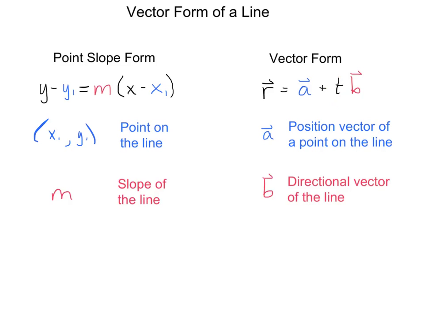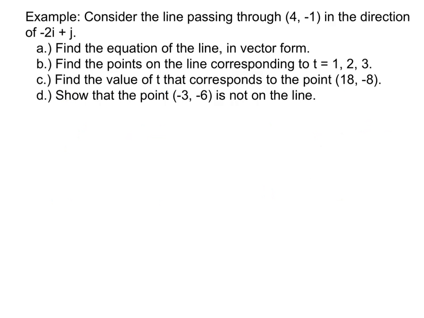You can plug in any time you want, and if you work this out, you'll find another position vector for some other point on the line. Just like in point slope form, if we plug in an x, we can get a y, and that gives us a point. Here you plug in a time, and it will give you back an x and a y coordinate for that point. The rest of this video is just examples of what we can do with lines, but the big takeaway here is that this equation is the equation that we use when you want to write the vector form of a line.